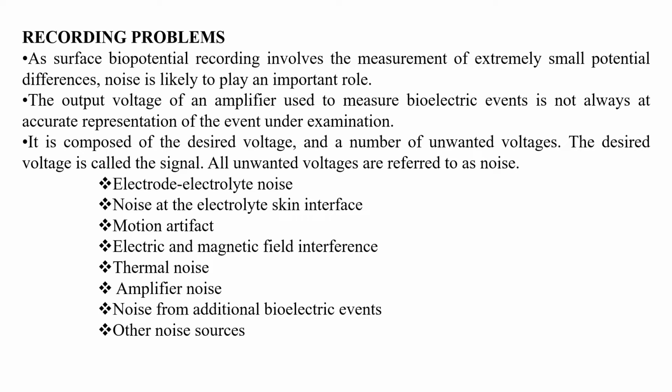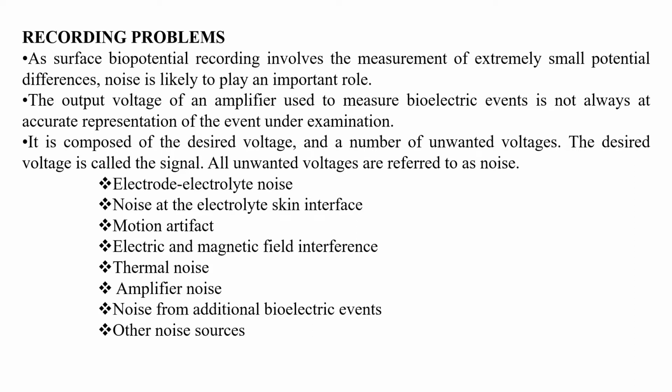So the voltage that we are going to get is composed of two kinds of voltage. One is the desired voltage, that is what we need, and the other is a number of unwanted voltages, that are in the form of noise. So the desired voltage is called the signal. All unwanted voltages are referred to as noise.